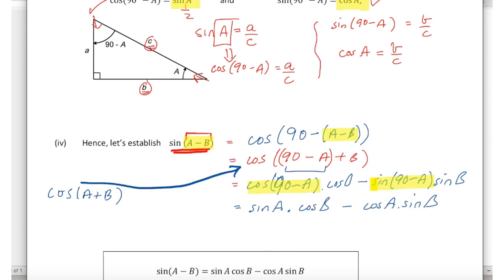And what we've just done is created an identity for the angle difference between angles A and B when using sine. That's sine A times the cos of B, take cos of A times the sine of B, which we've established here.